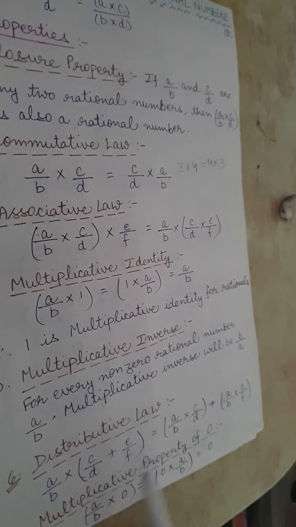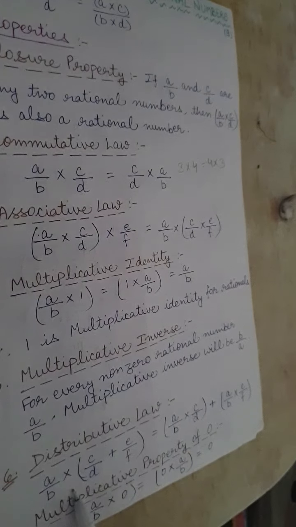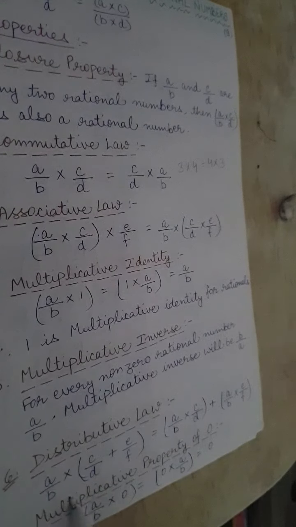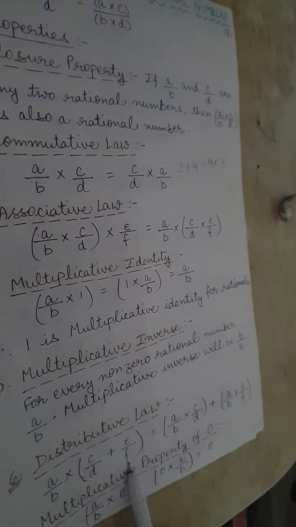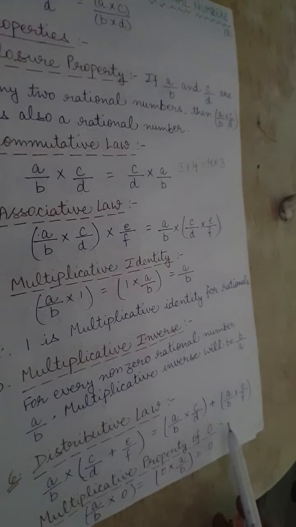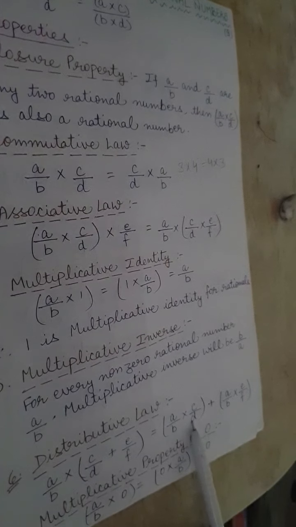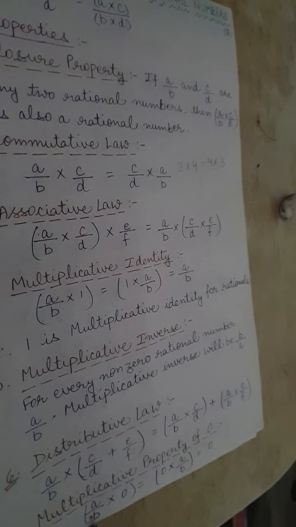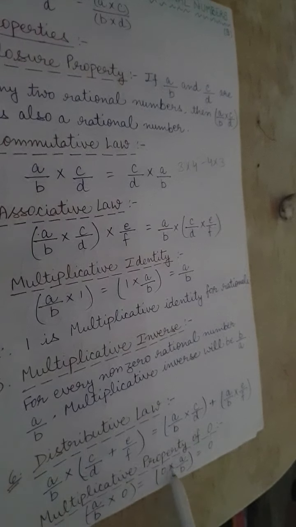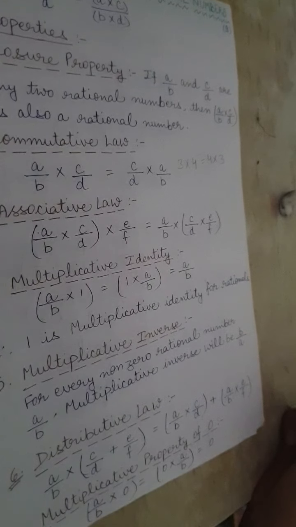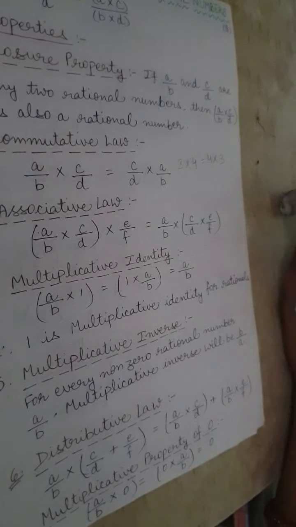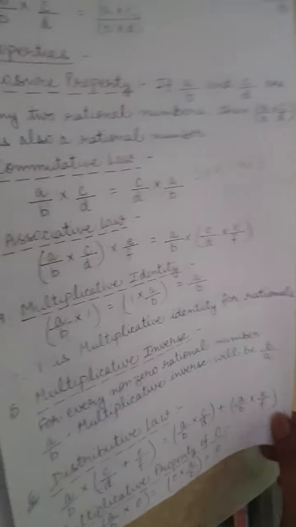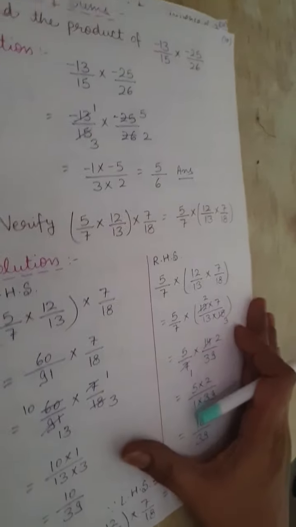Then the distributive law. It consists of both multiplication and addition. Fine. It is based on both multiplication and addition. You can verify this also by solving LHS and RHS. Then the multiplicative property of 0. If we multiply any rational number by 0, then the answer will be 0. Now come to the solution of sums.